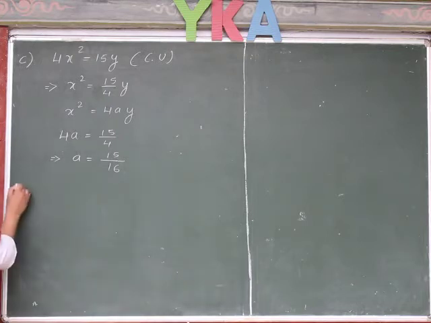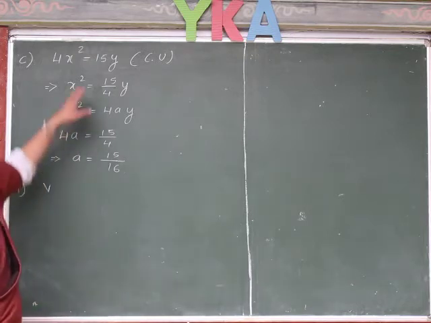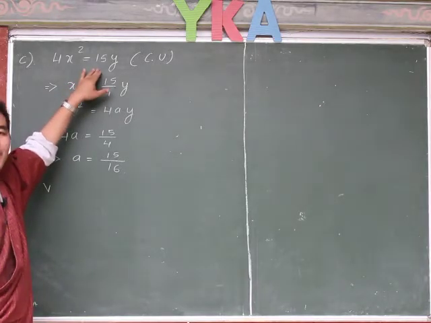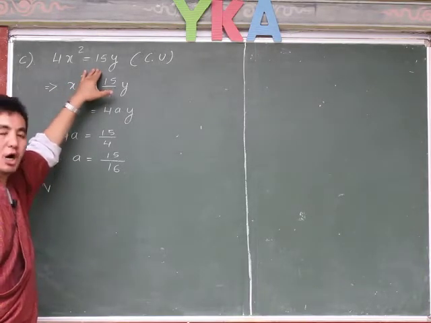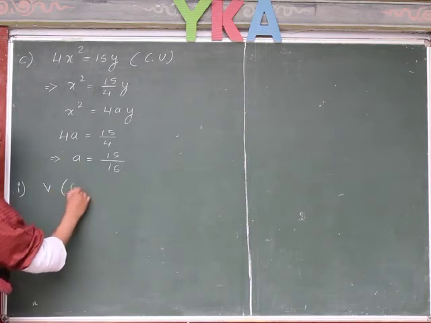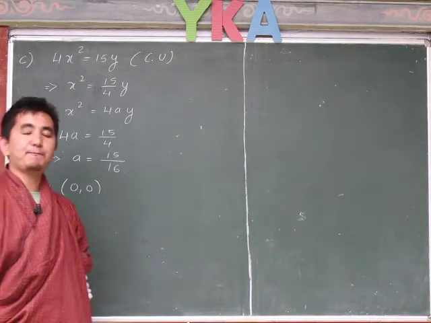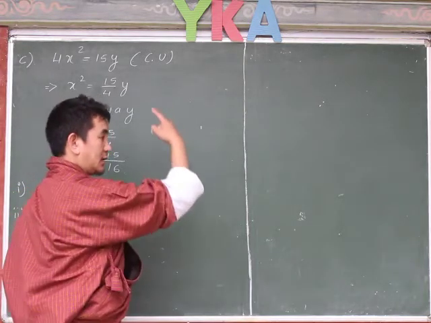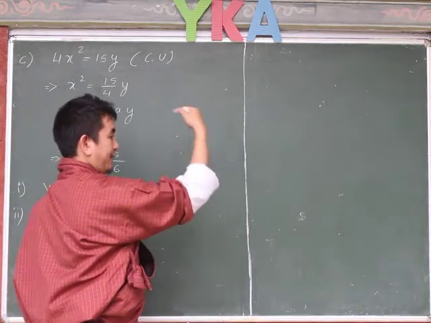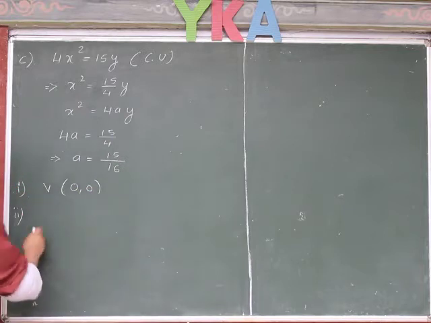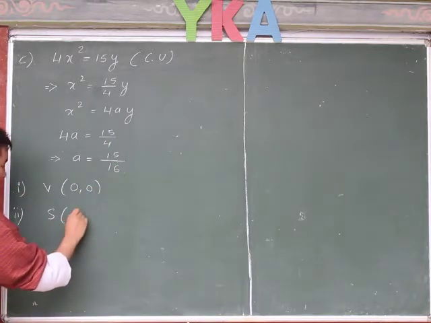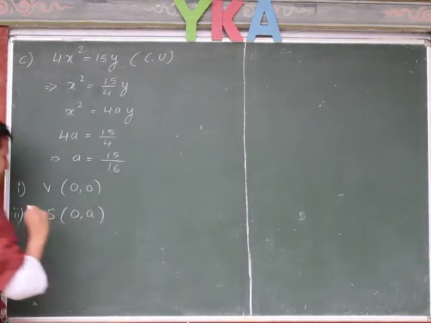Then, as usual, let me go with number 1, which is the vertex. Please remember, this is still a standard form of parabola. So the vertex is always at the origin. So the vertex here is 0, 0. Number 2, what's the focus point for concave up? This is a concave up parabola. So the focus point is 0, a.